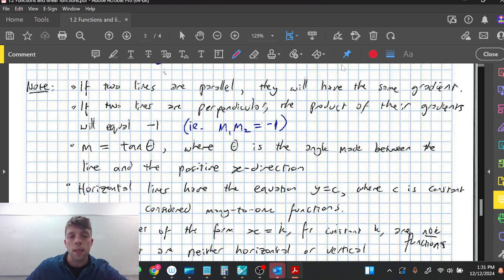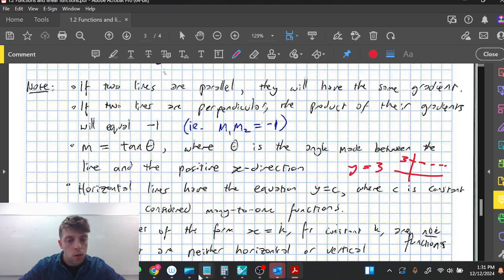So therefore, the gradient is equal to tan theta, where theta is the angle made with the line and the positive x direction. All right, now moving on, horizontal lines have the equation y equals c, where c is a constant. So if you see an equation written in this form, y equals 3, for example, that basically just means that no matter what x is equal to, y is equal to 3.